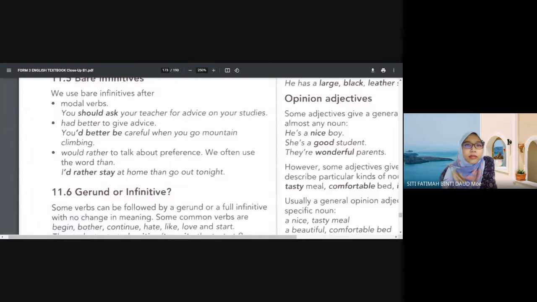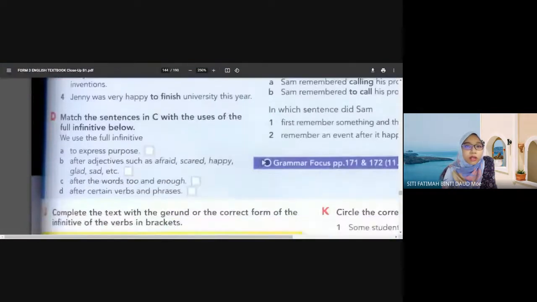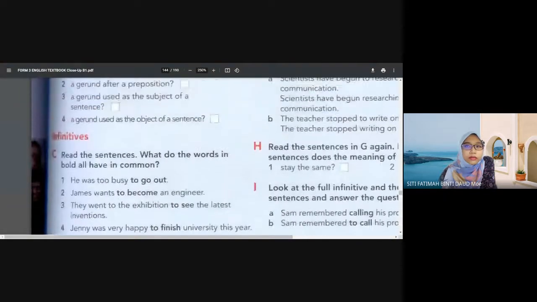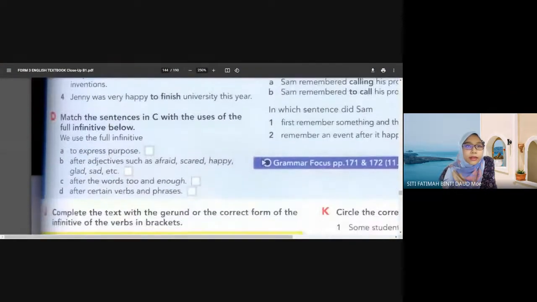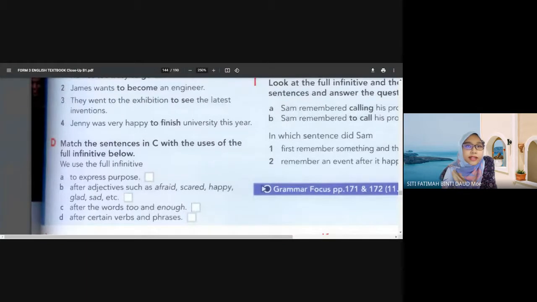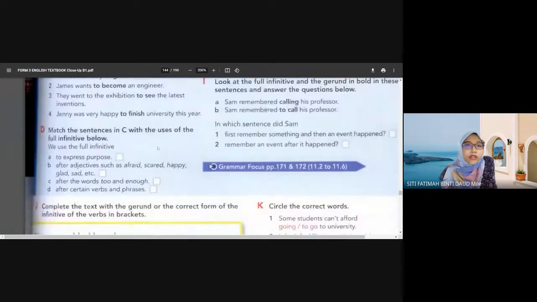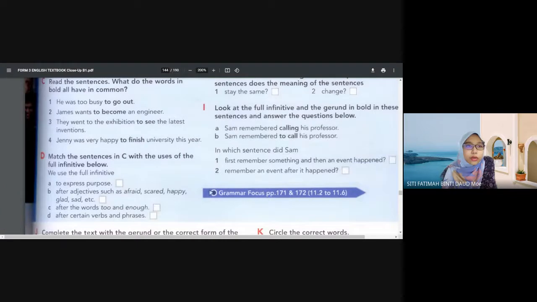That means you have these words: should, would, will, had better, I would rather. Okay, now go back to page 134. Okay, this one. Match the sentences in C with the uses of the full infinitive below. Okay, 1, 2, 3, 4. Match to A, B, C, and D. I give you 1 minute. Do it now. Please do D now. Match this one to this one. Let me know if you have finished.